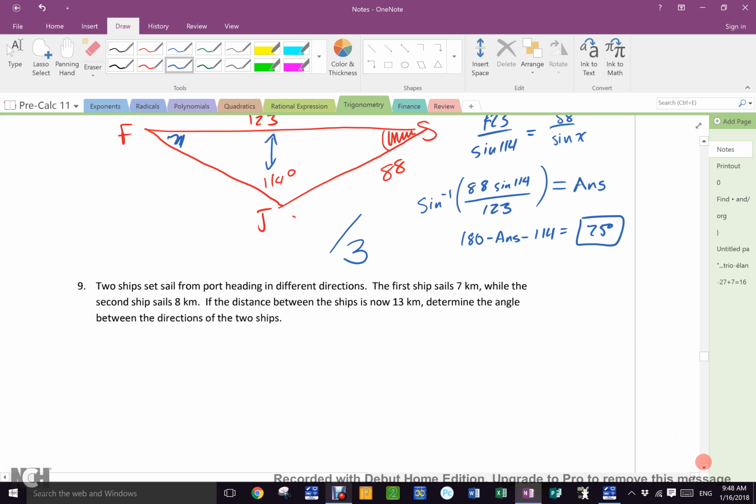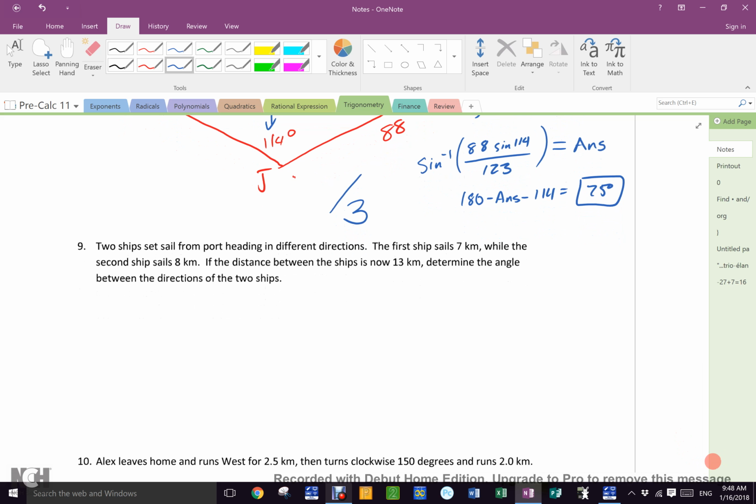Two ships sail away like the song from Enya. Anybody know that song? Sail away, sail away, sail away. Nobody? Okay, never mind.